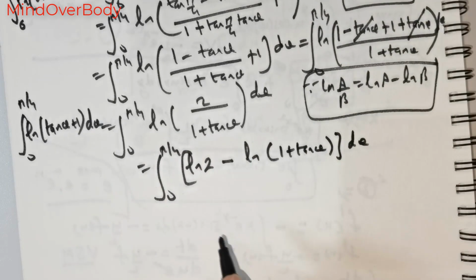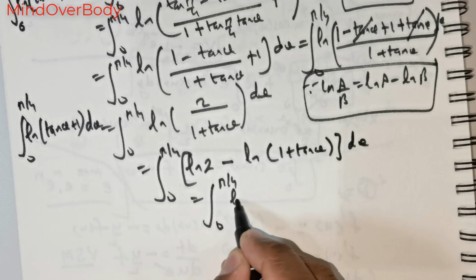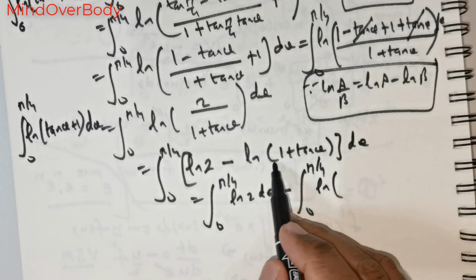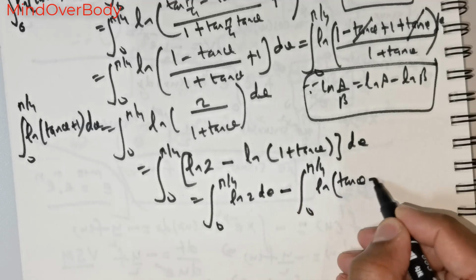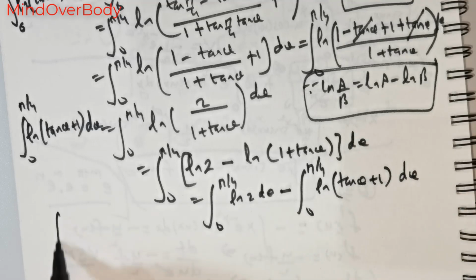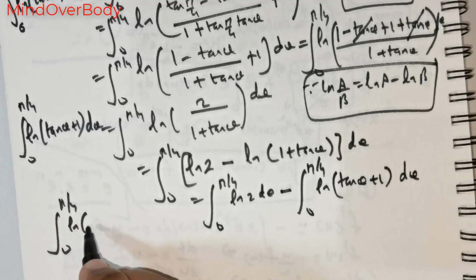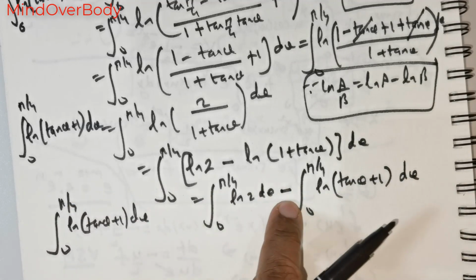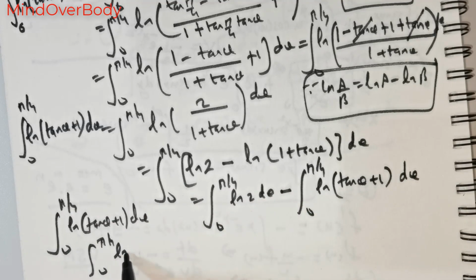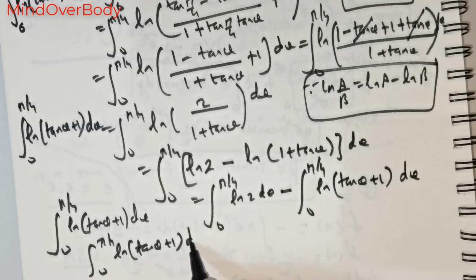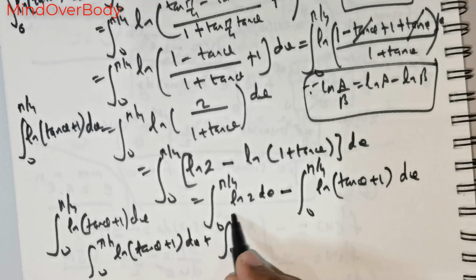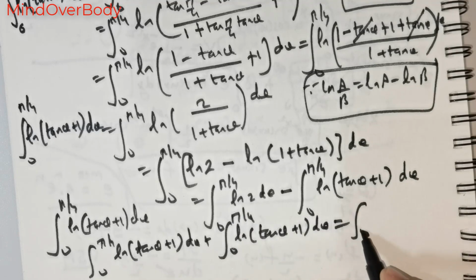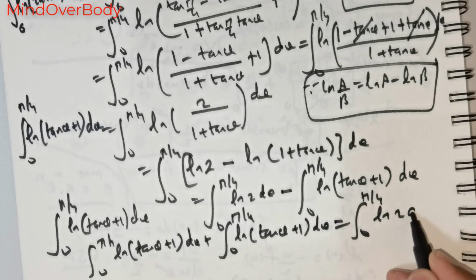Now distribute the integral. This is equal to the integral from 0 to pi over 4 of ln 2 d theta minus the integral from 0 to pi over 4 of ln of (1 + tan theta), which I'm going to write as tan theta + 1, times d theta. On the left, the integral from 0 to pi over 4 of ln of (tan theta + 1) times d theta. Now this can be moved to the left, and the negative will become positive. So you get the integral from 0 to pi over 4 of ln of (tan theta + 1) d theta plus the integral from 0 to pi over 4 of ln of (tan theta + 1) d theta is equal to the integral from 0 to pi over 4 of ln 2 d theta.